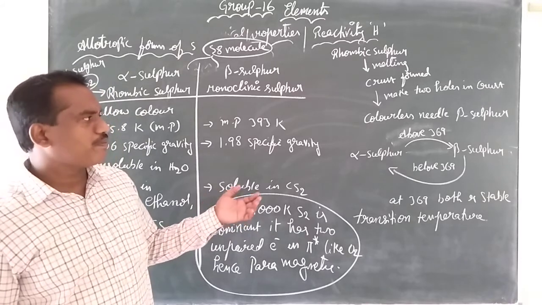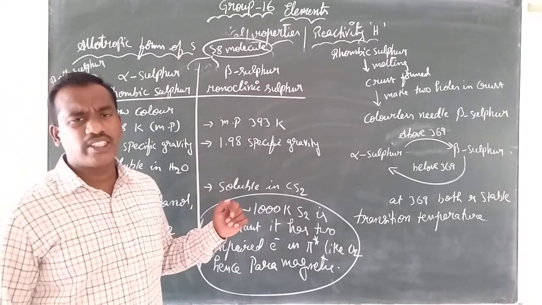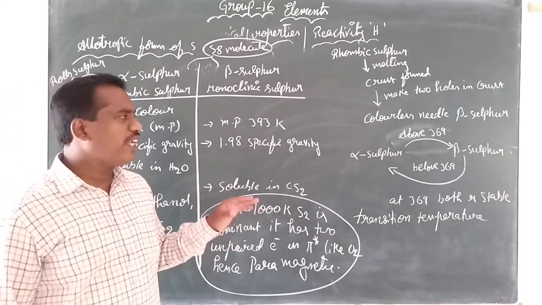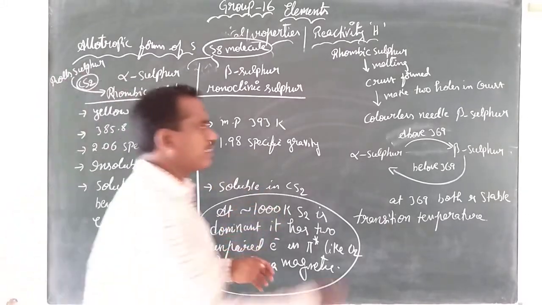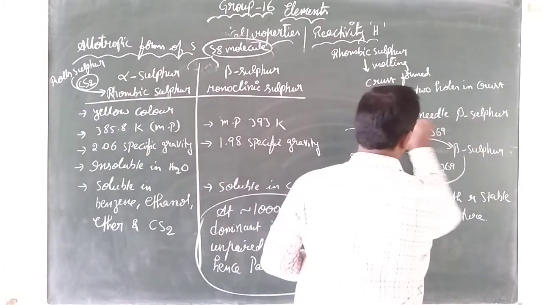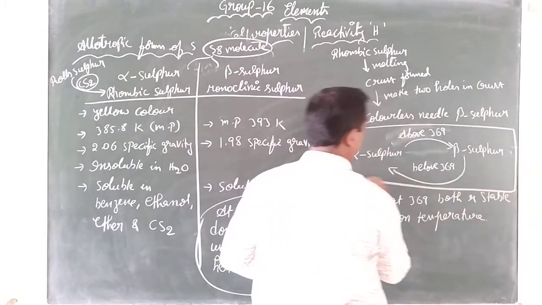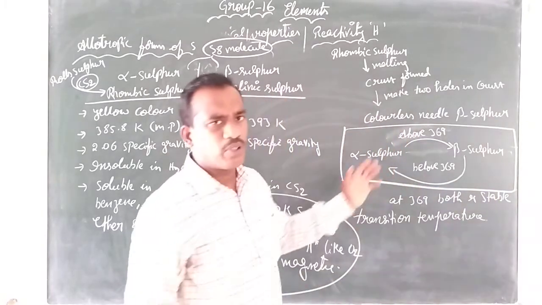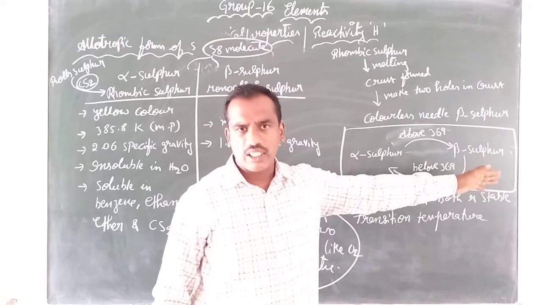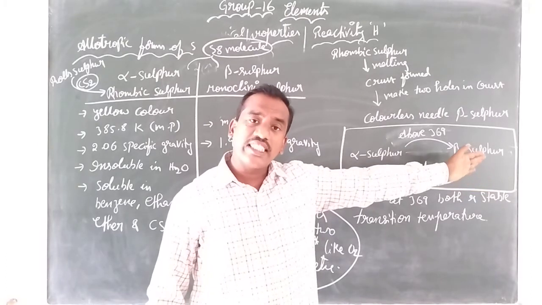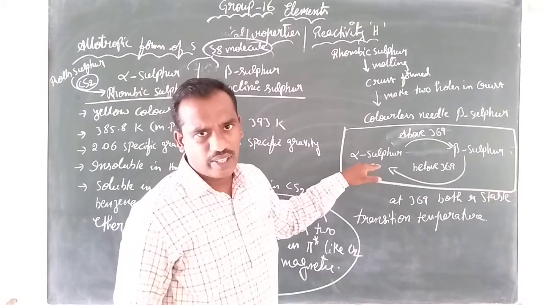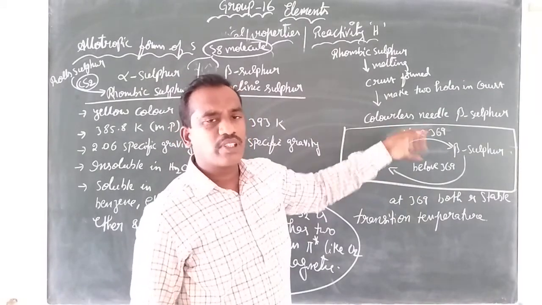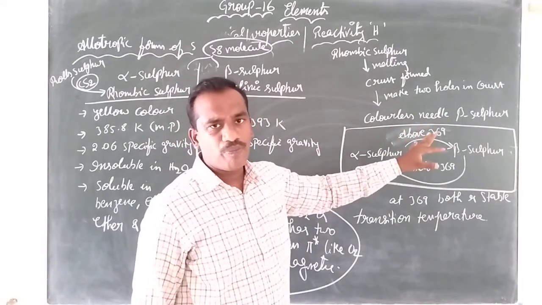Now coming to the temperature at which these are stable. If you heat alpha sulfur above 369 Kelvin, it changes into beta sulfur. But below 369, the beta sulfur will convert into alpha sulfur. So these both forms can be interchanged from one form to another.